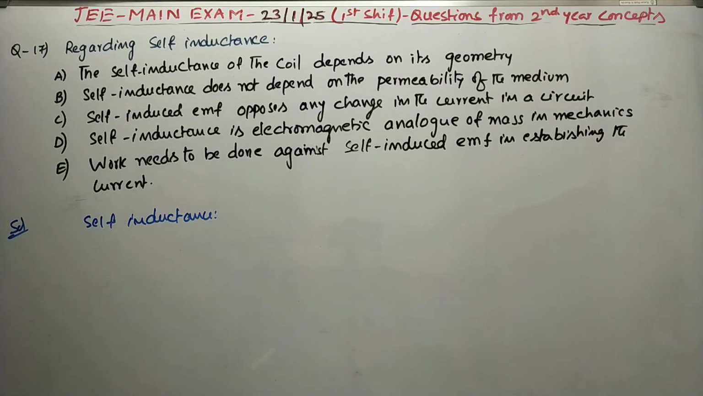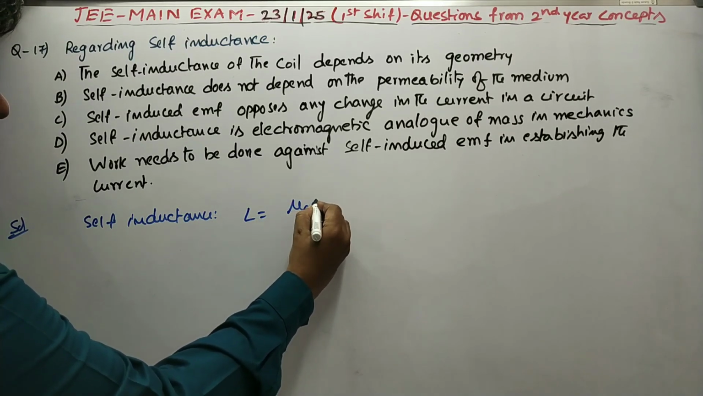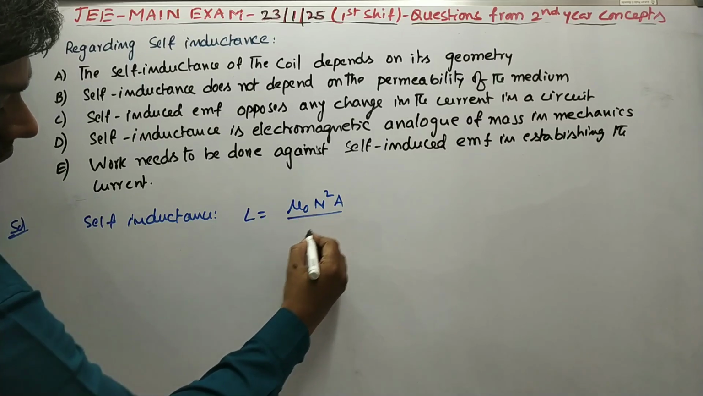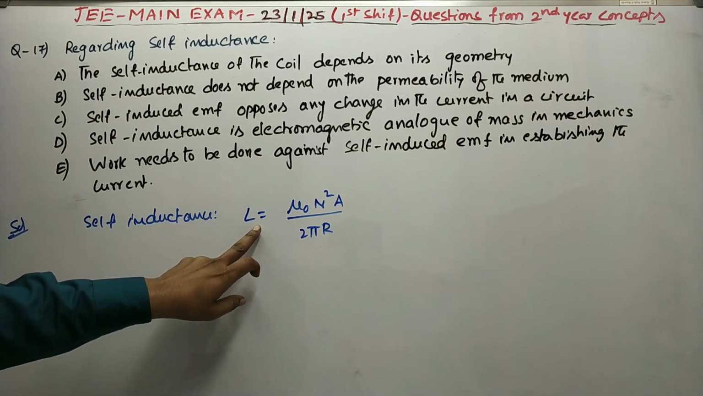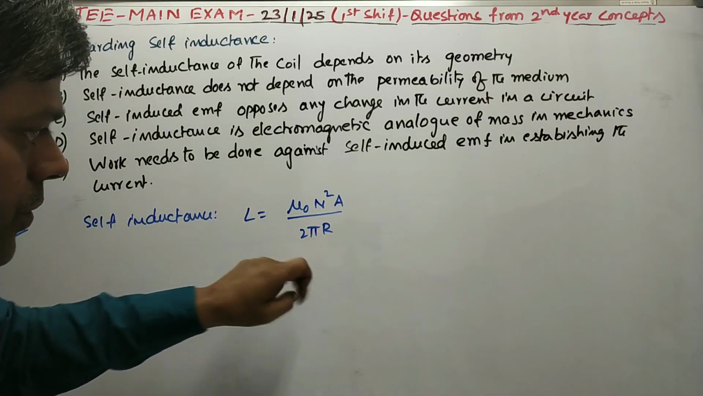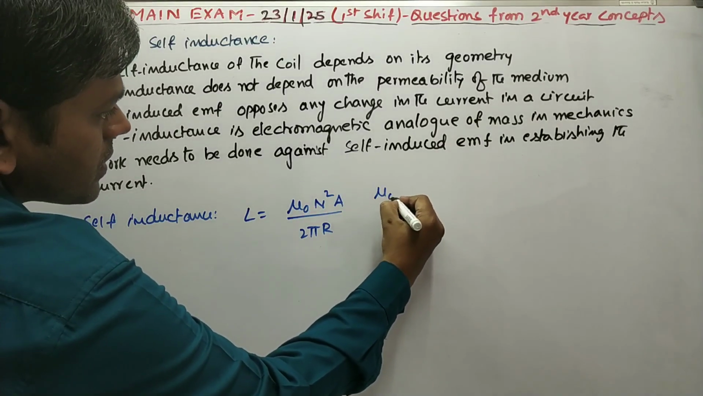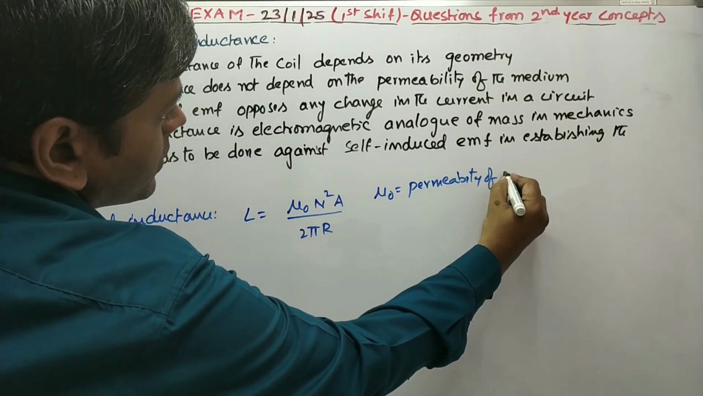Self-inductance. In any coil, due to change in magnetic flux, what happens? An EMF is induced, which opposes the cause of inducing that current, isn't it? So from the definition of self-inductance, L is equal to mu naught n square A by 2 pi r. You know the self-inductance formula very well, it is deduced as mu naught into n square into A by 2 into pi into r. Here mu naught is the permeability of the medium.